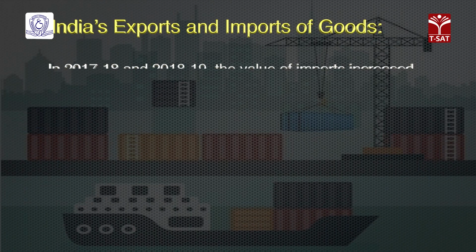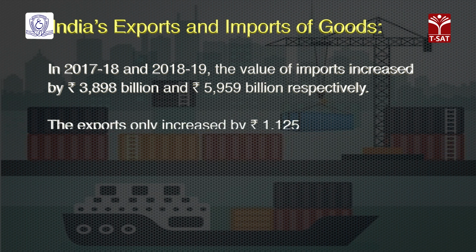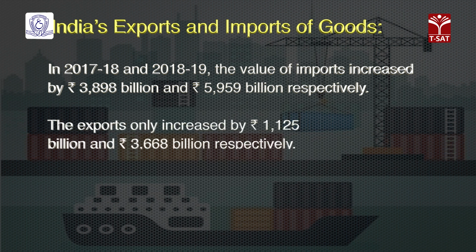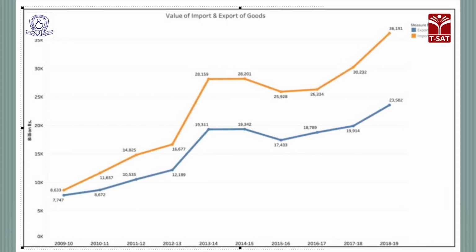However, in 2017-18 and 2018-19, the value of imports increased by 3,898 billion and 5,959 billion respectively. Correspondingly, the exports only increased by 1,125 billion and 3,668 billion respectively. Hence, in spite of a higher increase in exports during 2018-19, the increase in import has widened the deficit gap. You can refer to this particular figure and try to understand what I am trying to explain to you.